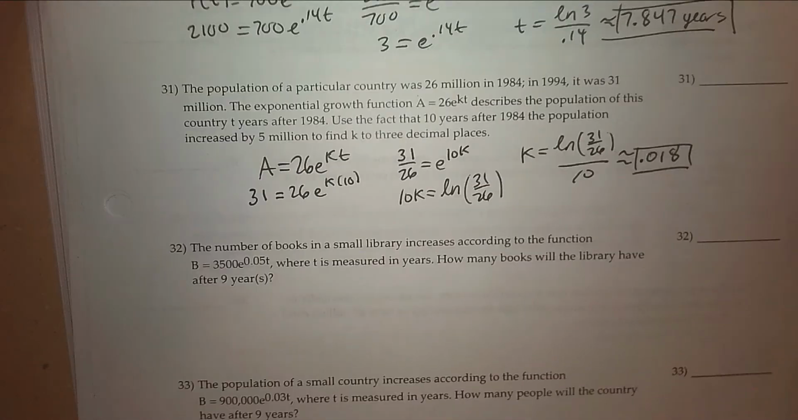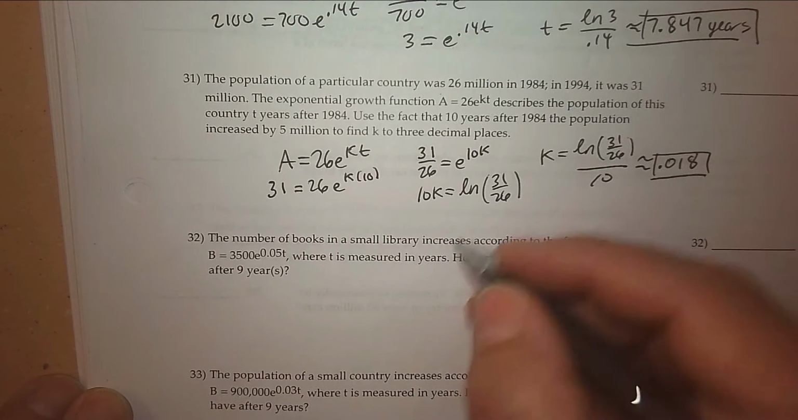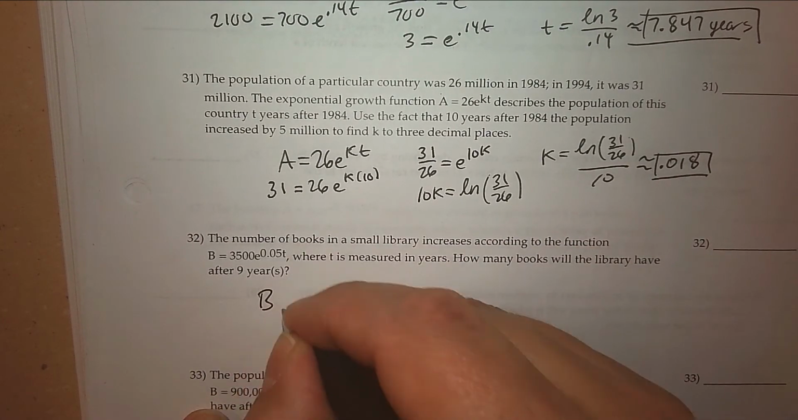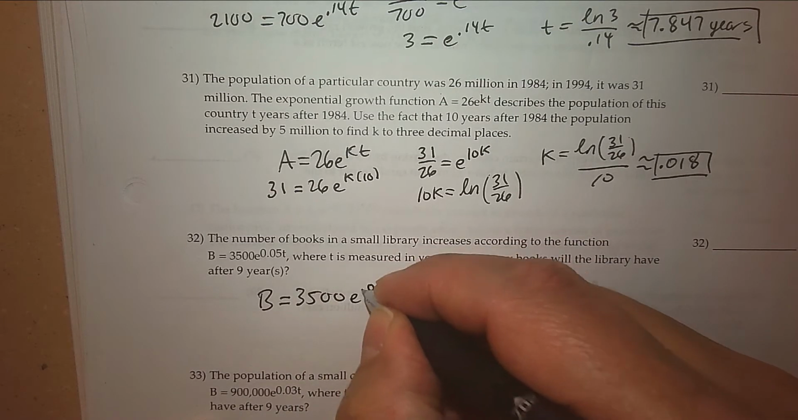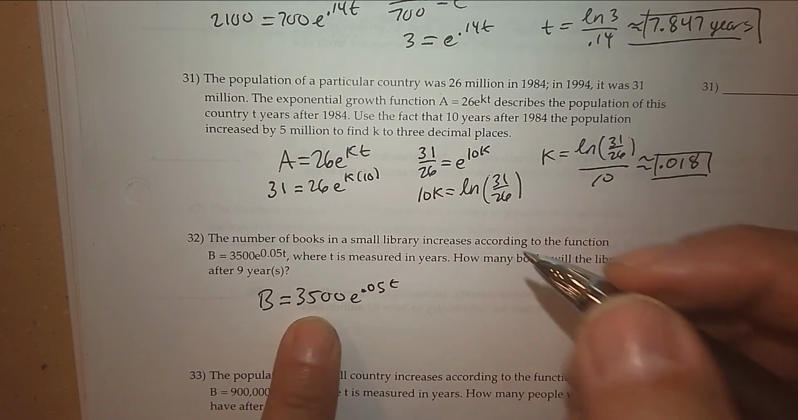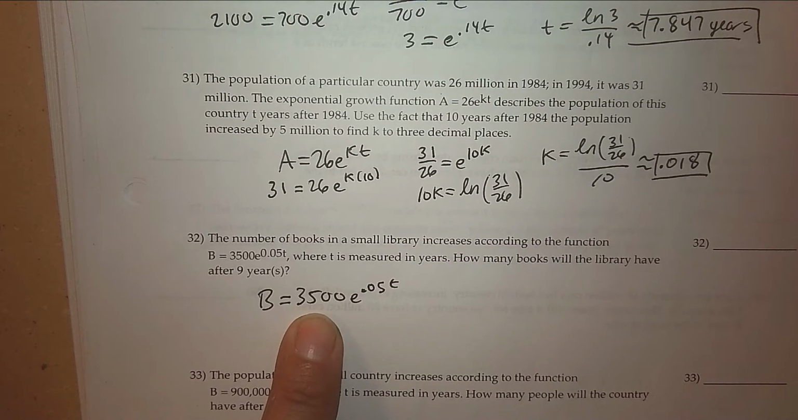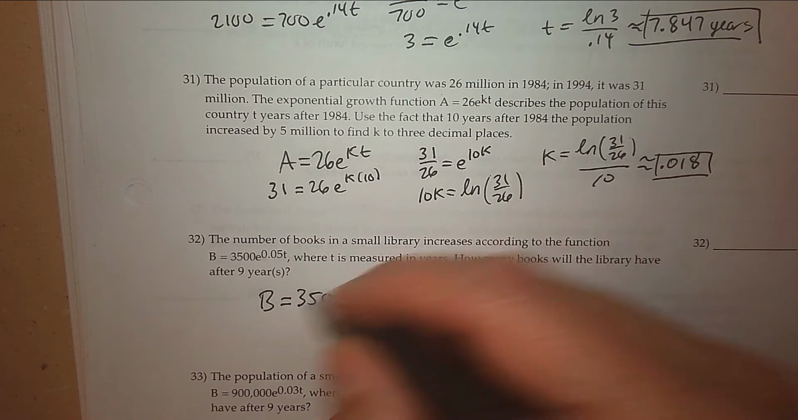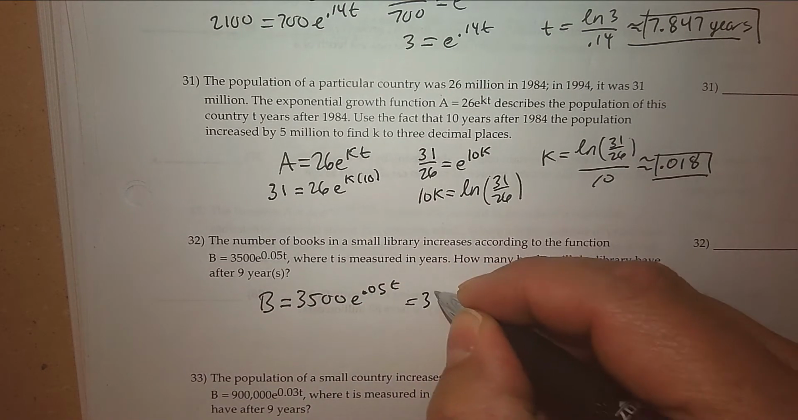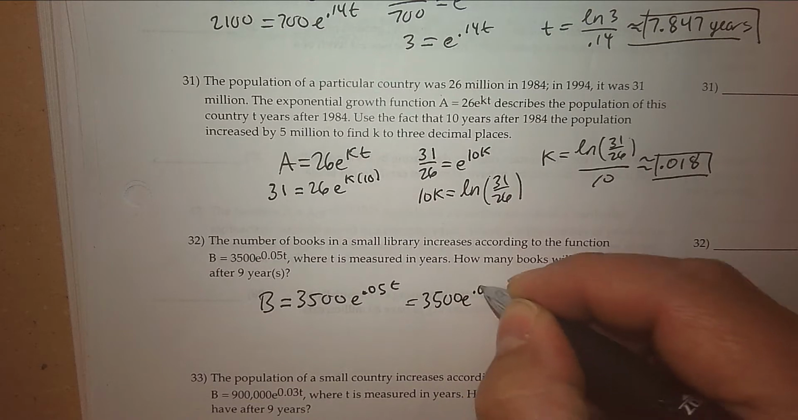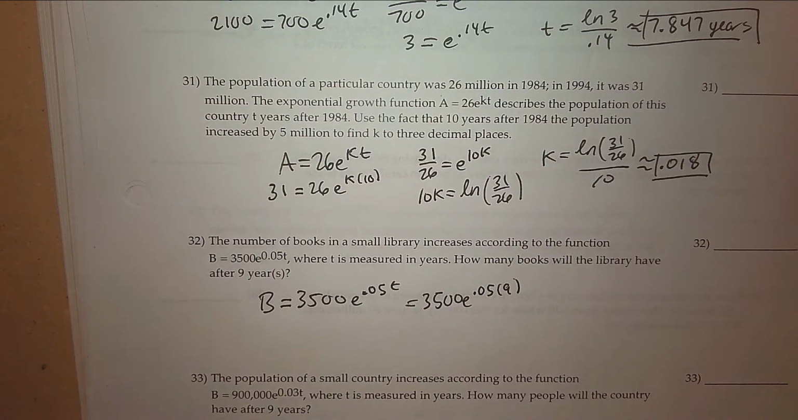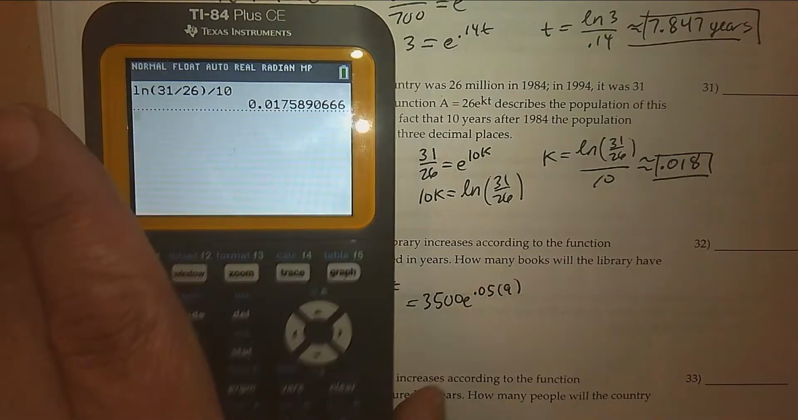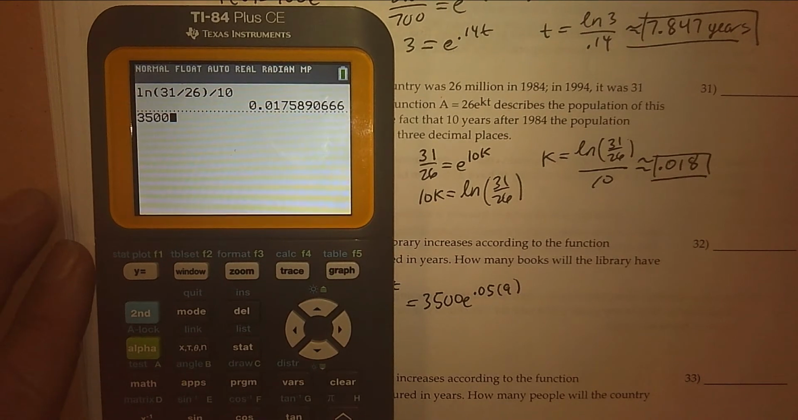All right, 32. The number of books in a library increases. And again, it gives you the formula. Just understand if they use different letters that you know what it means. So if I understand this equation, the beginning amount of books is 3,500. It says, how many books will there be after 9 years? So the end amount is what I'm looking for. So that's good news. That means all I have to do is substitute in 9 years for t. There's not an equation to solve for here. It's already done. I'm looking for the end amount, and the end amount's the easiest to find.